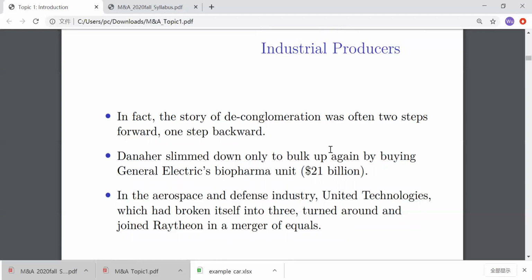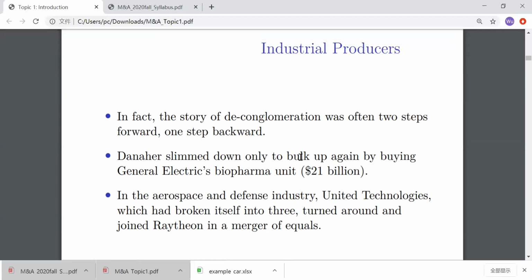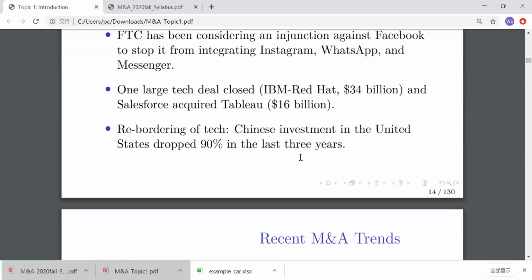Basically, this story of deconglomeration, the breakup of the big conglomerate company, was often two steps forward and one step back: consolidation, spin-off, consolidation, breakup. So that's usually how it works in the industrial producers industry. Let me talk about another example. Dana has been done only to bulk up again by buying GE's units. The way it works is that these big companies first consolidate by merging with each other, and then they spin off, and then they buy other subsidiaries of another company again. So you can see there's a cycle of M&A, spin-off, M&A, spin-off. So this is the industrial producers.